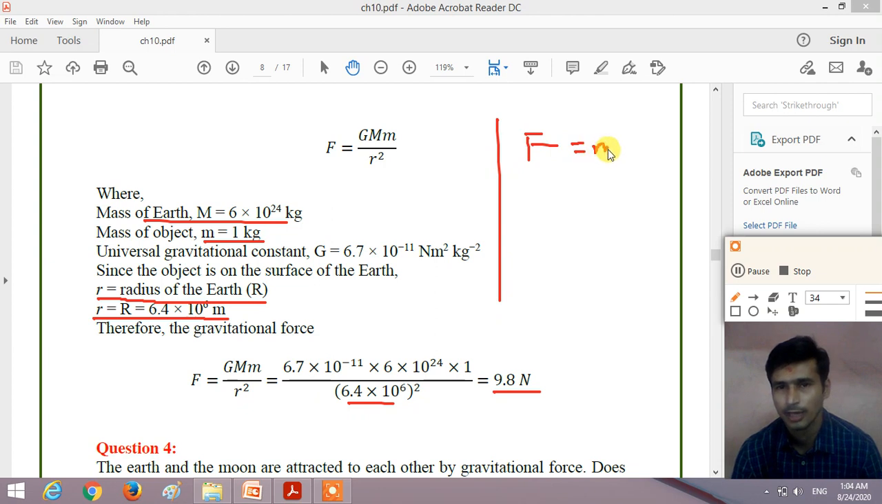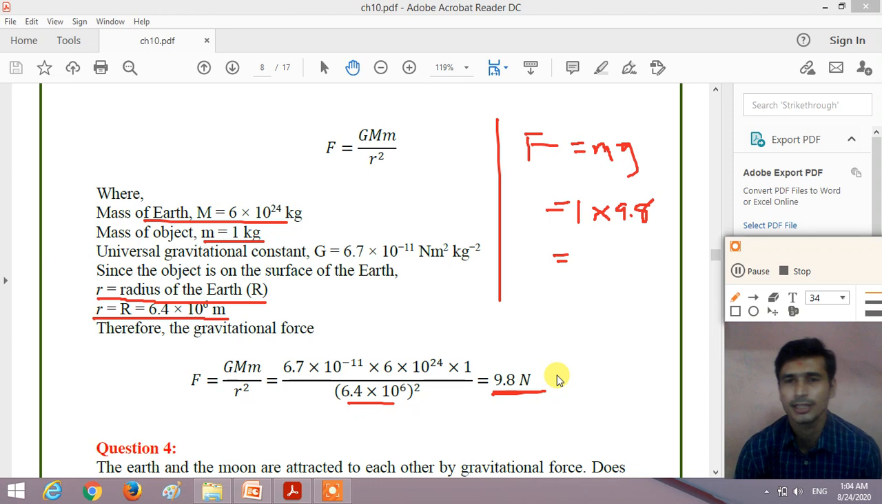This way we can also calculate the gravitational force on the object. By another way, we can also calculate F is equal to m into g. Here the mass of the object is 1 kg, into gravity. Acceleration due to gravity on the surface of the earth is 9.8. So 1 into 9.8, we get the answer 9.8 Newton. So this way we can also calculate the gravitational force acting on the object on the surface of the earth. F is equal to m into g, mass of the object is 1 kg, g is 9.8, so we also get 9.8 Newton.